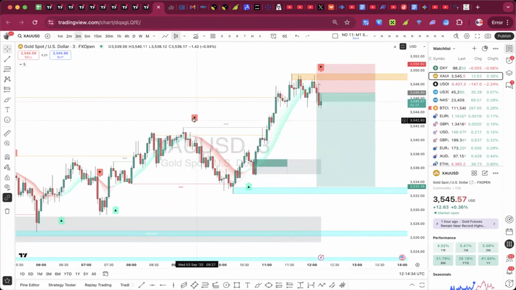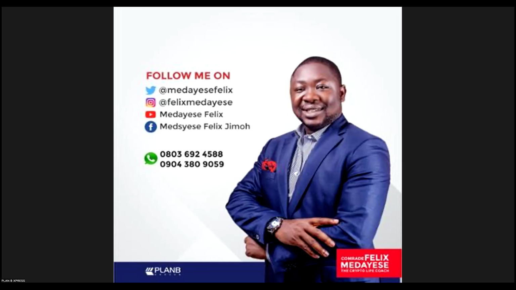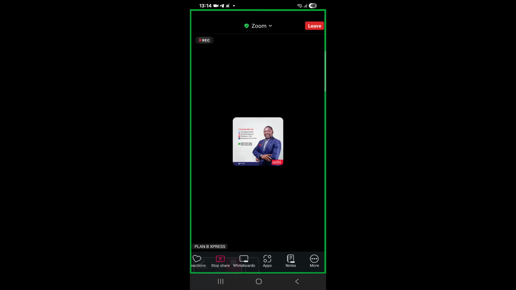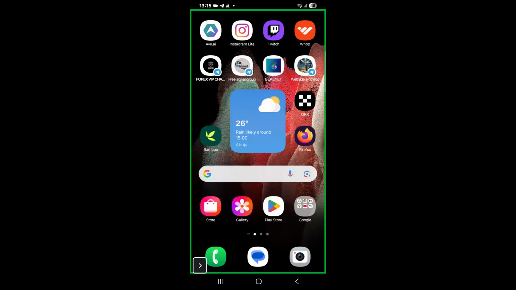So I'm going to show an example on my MT5 on entering the market or taking a trade and all of that. So let's go. We're going to enter the market. Example, let's go here.